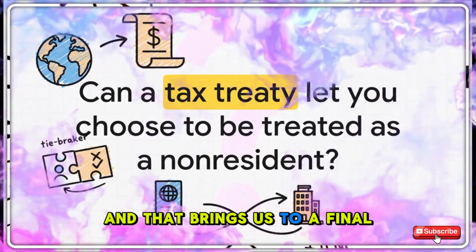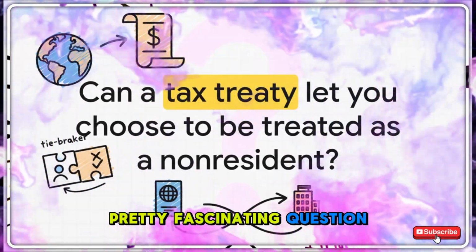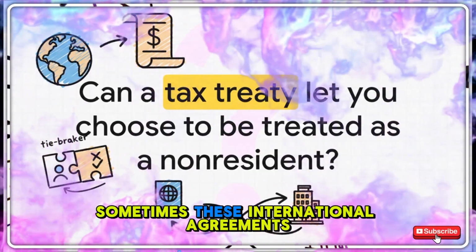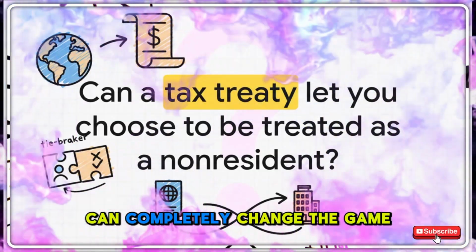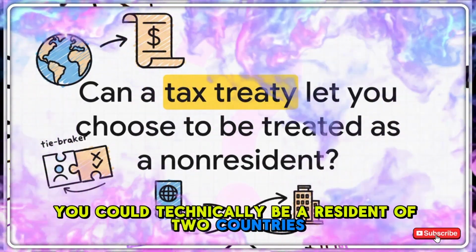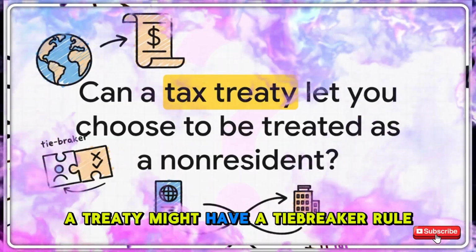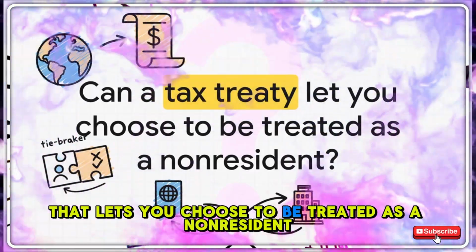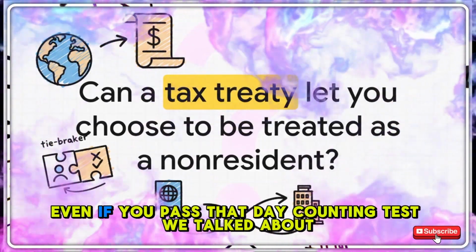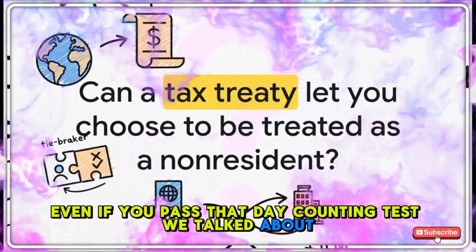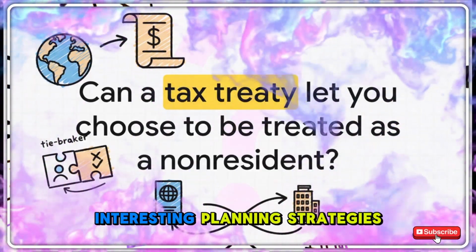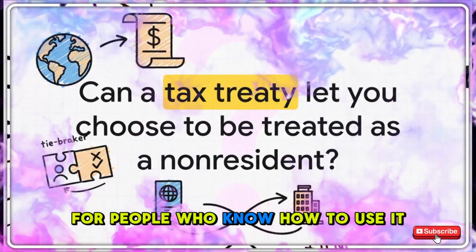And that brings us to a final, pretty fascinating question. What about tax treaties? Sometimes these international agreements can completely change the game. You could technically be a resident of 2 countries. A treaty might have a tiebreaker rule that lets you choose to be treated as a non-resident for US tax purposes, even if you pass that day counting test we talked about. And that, well, that can open up some very interesting planning strategies for people who know how to use it.